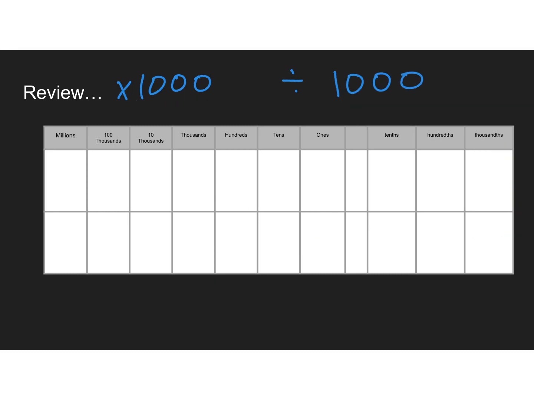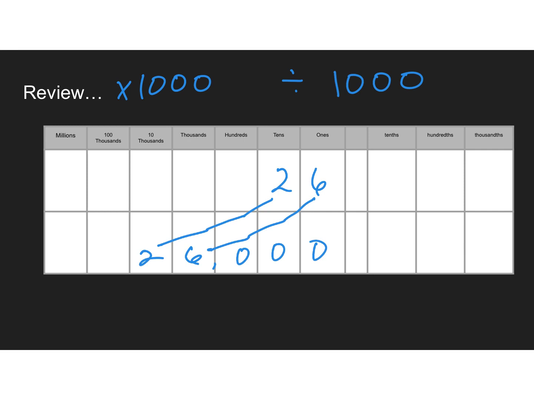Okay, here we're going to do multiplication by 1000 and division by 1000. Remember, 1000 is 10 to the third power, 10 times 10 times 10. So let's put the number 26 here. Okay, so we have 26 times 10 times 10 times 10, and 6 1s times 10 times 10 times 10, and we get 26,000. 26 times 1000 is 26,000.